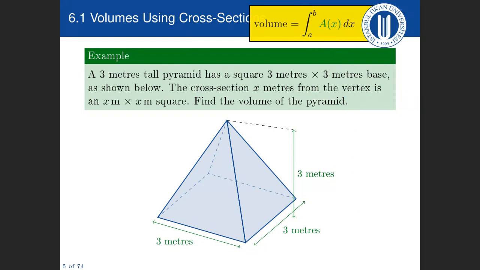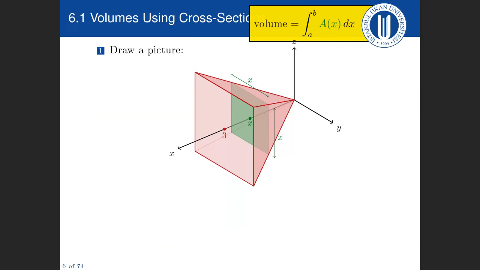I'm going to turn this pyramid on its side because just turning it around doesn't change its volume. And I'm drawing it so that its central axis is on the x-axis. The question said that if we're x meters away from the vertex, away from what was the top of the pyramid, then the cross-section is going to be an x meter by x meter square, which I've drawn in green here. What is the area of a square of side x? The area is x squared.